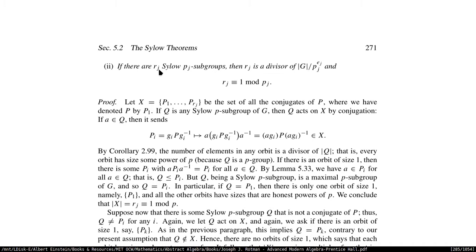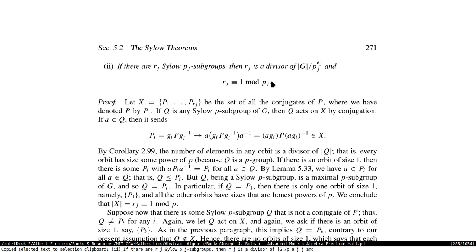Right. If there are r_j Sylow p_j subgroups, then r_j is a divisor of this, and p_j divides r_j minus 1. Is this too general for what we were speaking about? No. That's one of the big tools that we use. I think that's Sylow 3 or something.